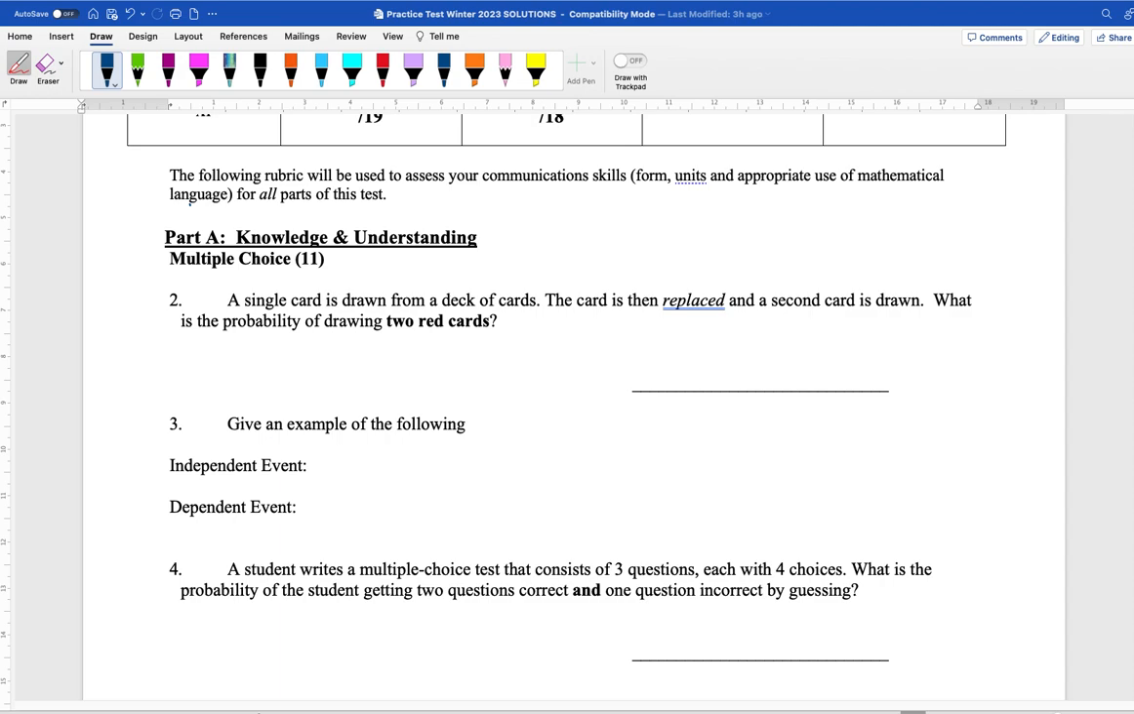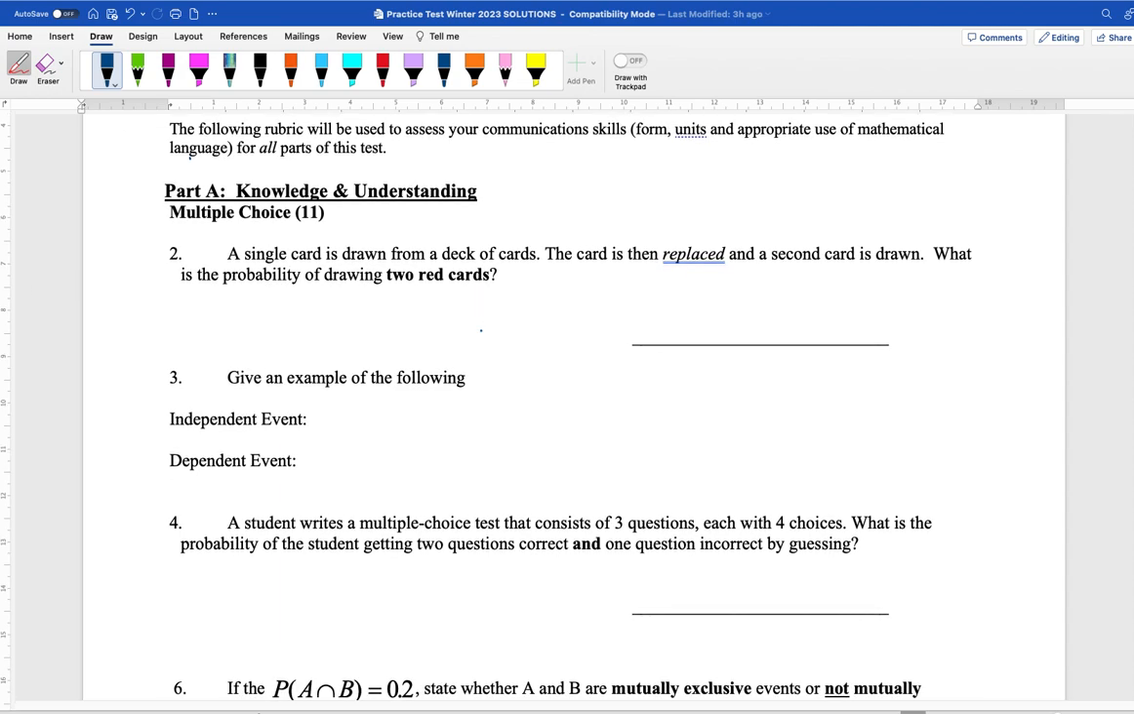So, first question here. A single card is drawn from a deck. Then replace. That's a big thing, replace. Okay, and a second card is drawn. What's the probability of drawing 2 red cards? Well, the first probability of drawing a red card is a half, or 26 out of 52, because half the cards are red. Then it's going to be replaced, so it's going to be half again, which equals 1/4.